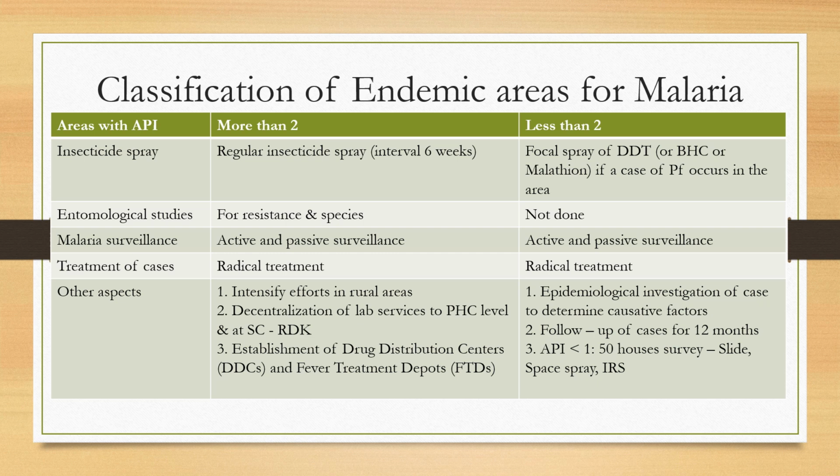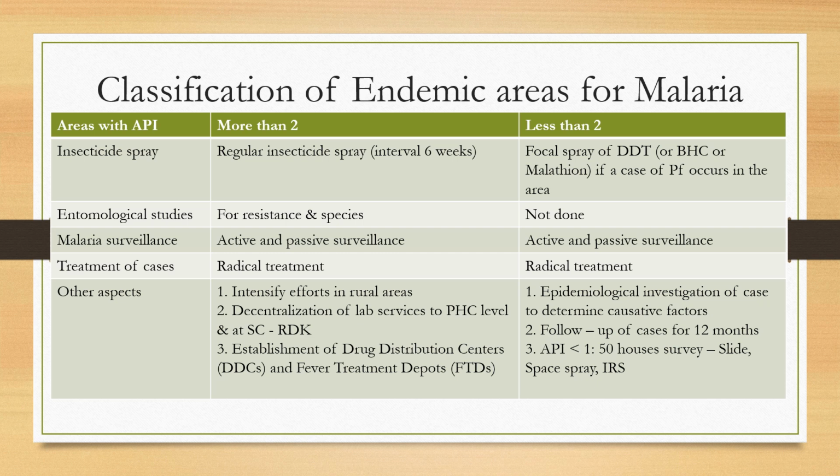So these are the key programmatic aspects in areas with annual parasite incidence more than 2. Now, if the annual parasite incidence is less than 2 cases per 1000 population in a given subcenter area, then our strategy is different. We don't do regular insecticide spray. Insecticide spraying is done only focally, meaning if there is a case of malaria detected in any area, then only his house is sprayed with indoor residual spray, DDT or BHC or malathion. There is no need of entomological studies in this area. Vector sensitivity is not needed.